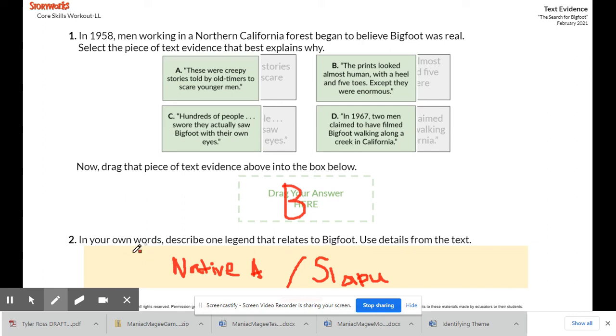So, in your own words, describe one legend that relates to Bigfoot. I liked the legend that the Native Americans brought up, and that was the story of Slapu, and it was told by the Muckleshoot people about a female who snatched naughty children who wandered off alone. So you're going to write out in present mode a nice complete sentence, and then we will meet up for question 3.